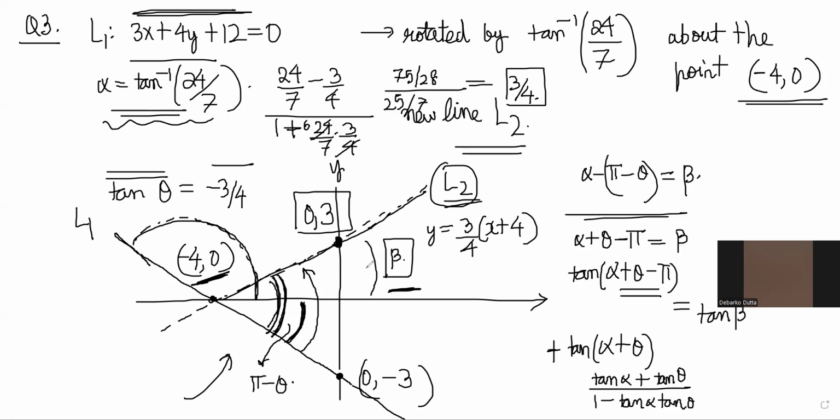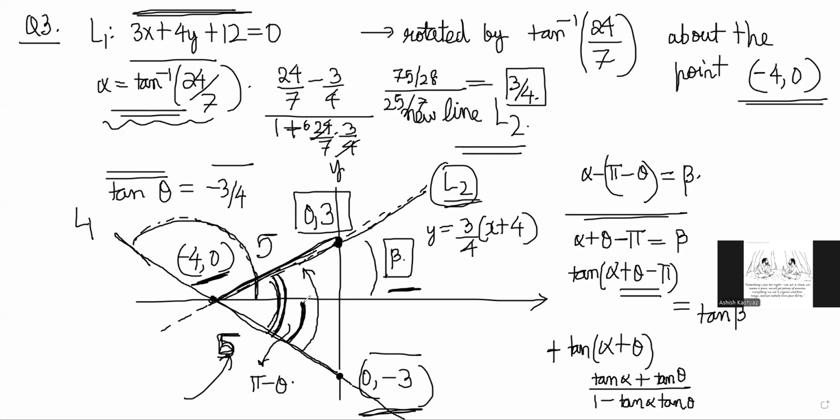Correct? Yes, y is equal to 3. So now we know all the vertices, right? Yes, sir. Notice that this side has length 5. This side also has length 5. So it's an isosceles triangle. Correct? Yes, sir.